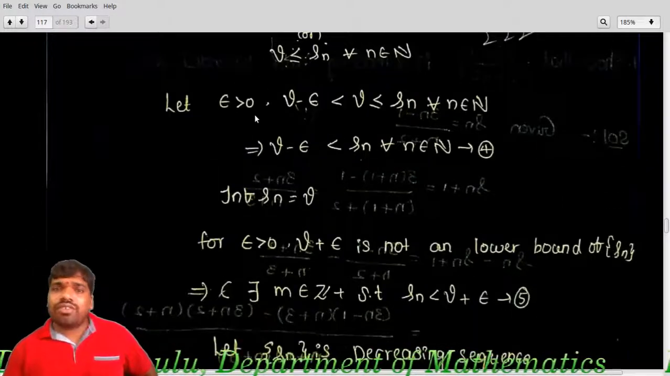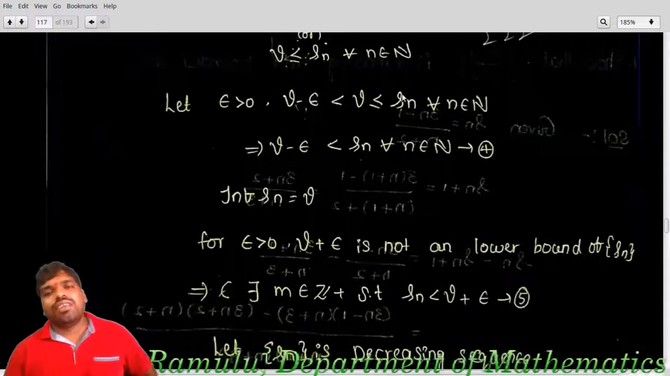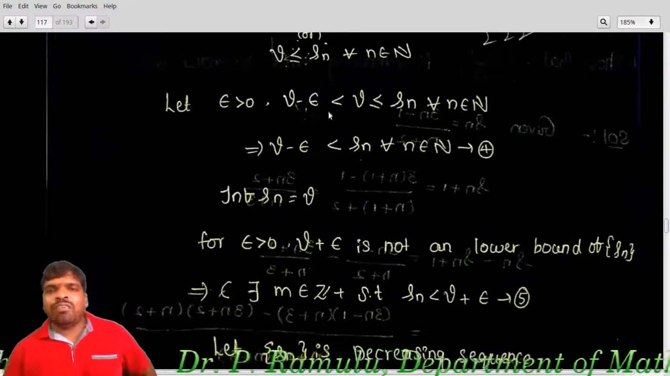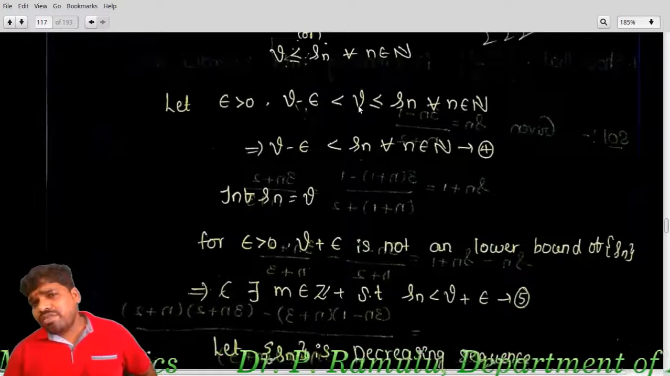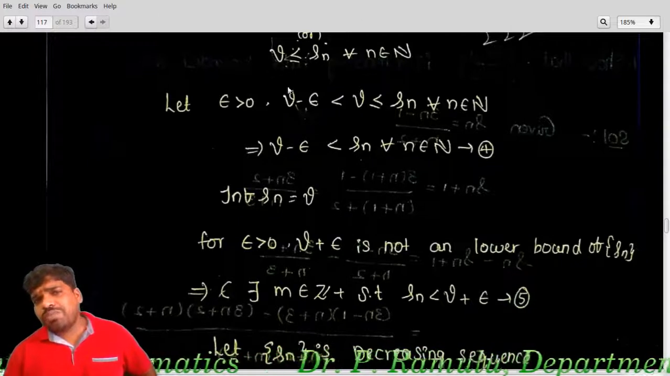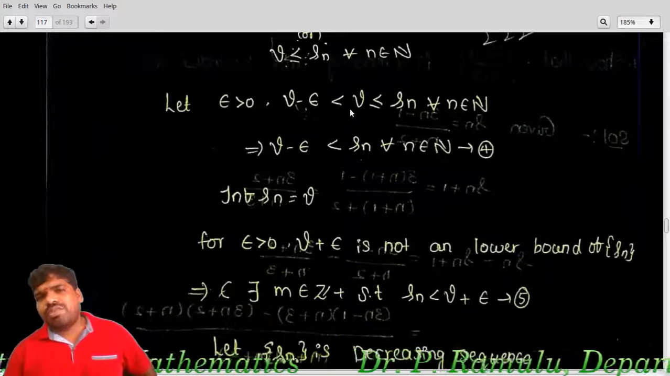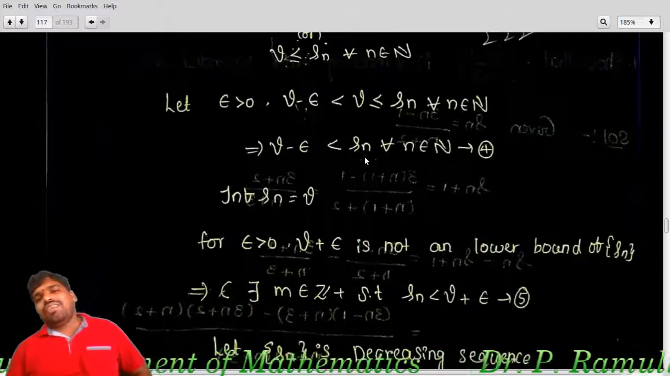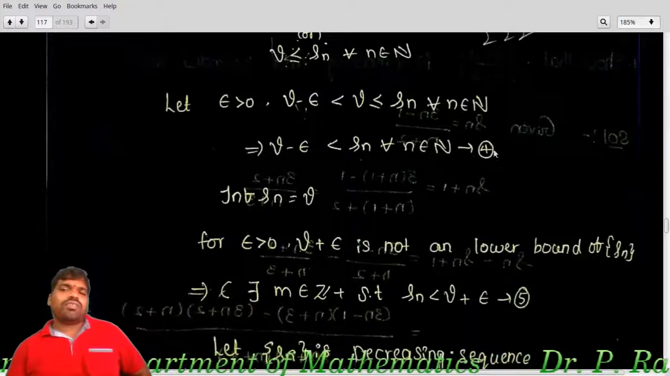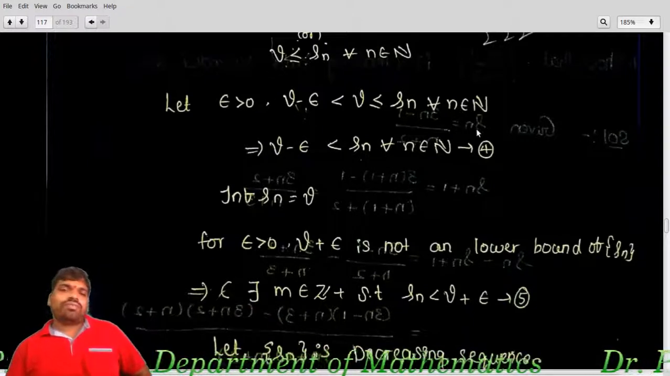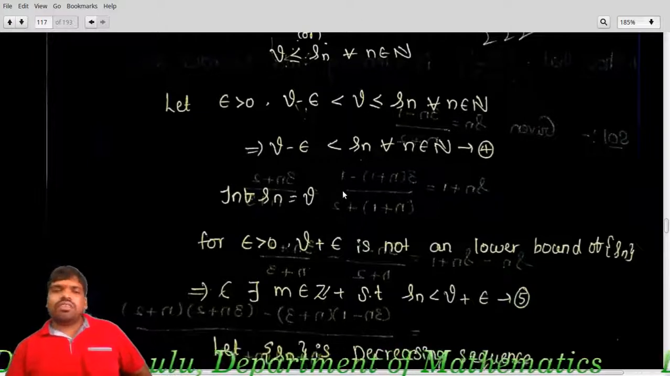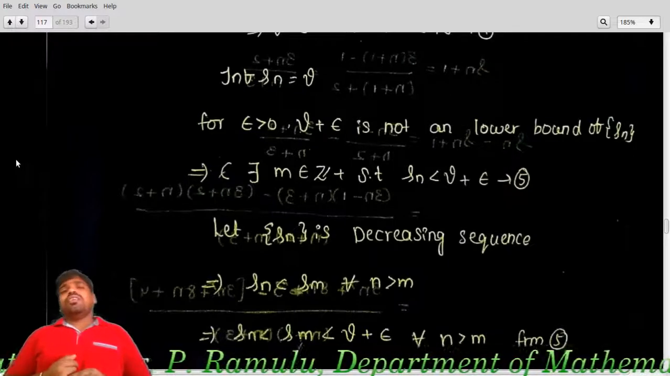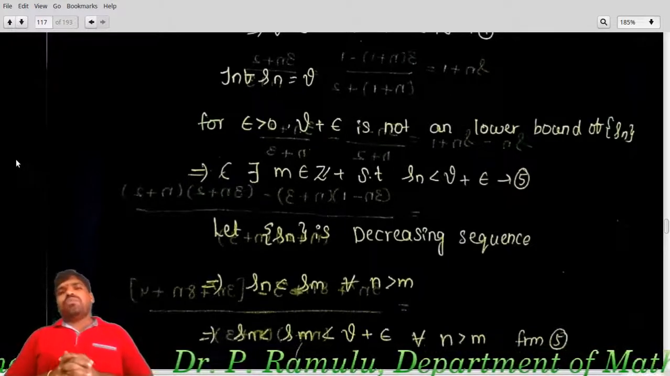Let me take epsilon greater than 0. Then v minus epsilon is less than v is less than Sn for all n belongs to N. Why? Because if I remove epsilon from v, v minus epsilon is always less than v, and we already know that Sn is greater than or equal to v, so v minus epsilon is less than Sn for all n belongs to N. This I am following from inf Sn equal to v, which is nothing but v is the greatest lower bound.